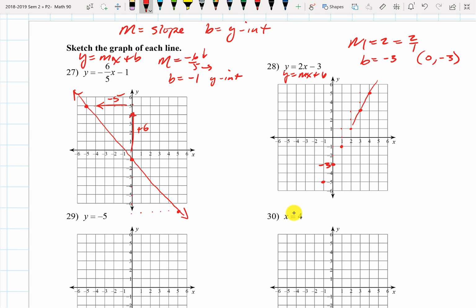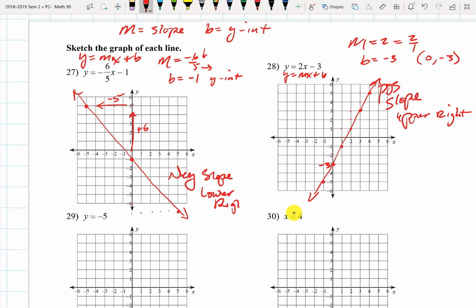So your slope, positive slope, always goes to the upper right. All right, this is positive slope. Okay, upper right, always. Okay, negative slope, okay, lower right.